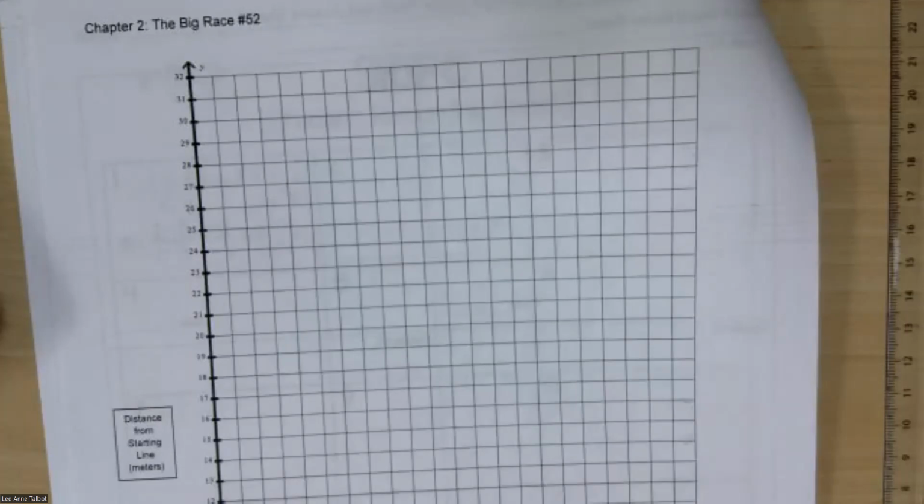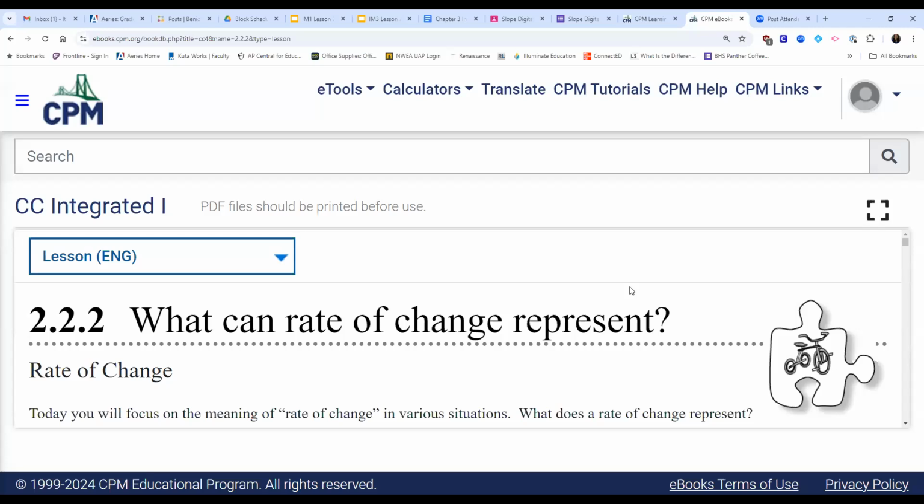Okay, so let's get the book going. I don't even know why I closed that. Here we go.